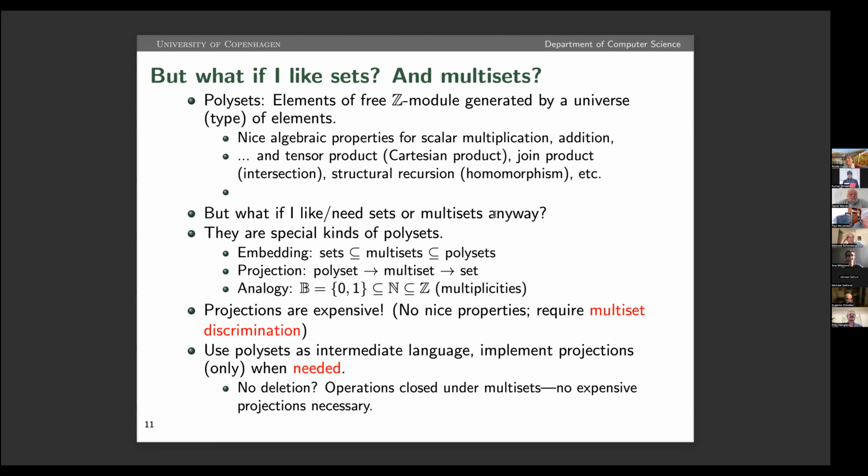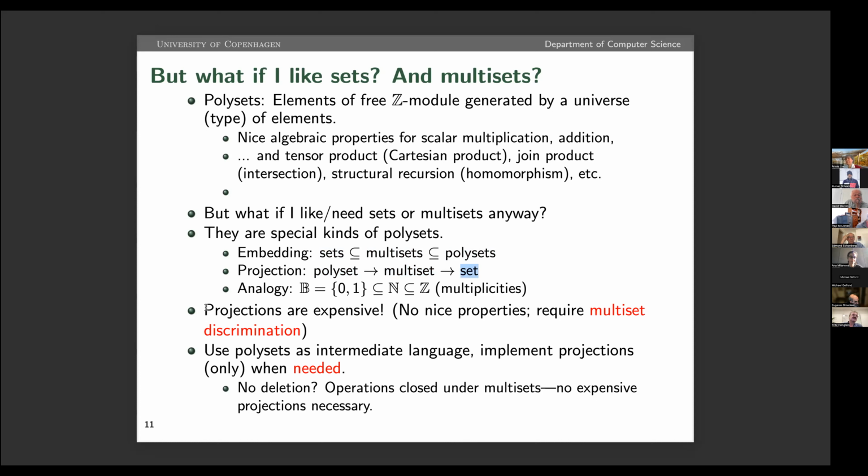So there are these polysets, and what if I don't like them? I want my sets or my multisets. That's no problem. Every set is just a polyset with multiplicity 0 or 1, and every multiset has multiplicities 0, 1, 2, 3, 4, 5, or whatever. If someone gives you a polyset, anything that occurs a negative number of times you make 0, which gives a multiset. And anything that occurs a positive number of times, say 16 times, you say it occurs once. So you have these projection operations from polysets to multisets and sets.